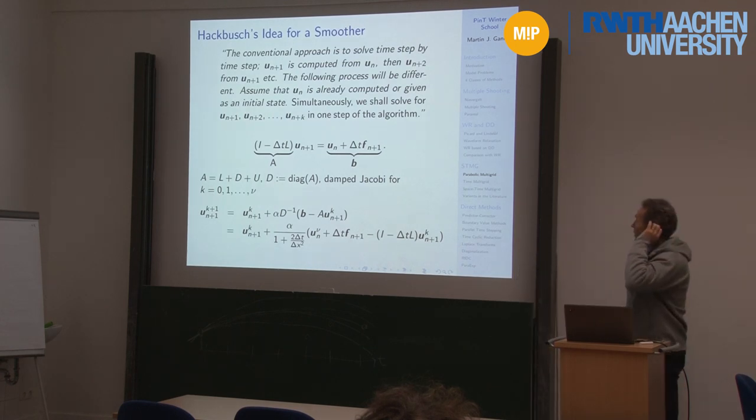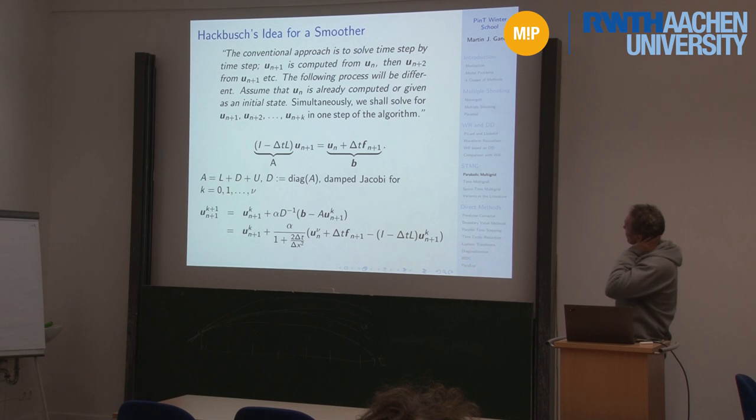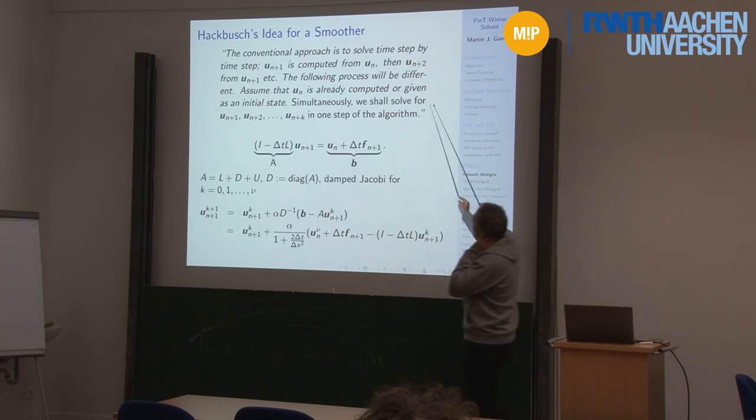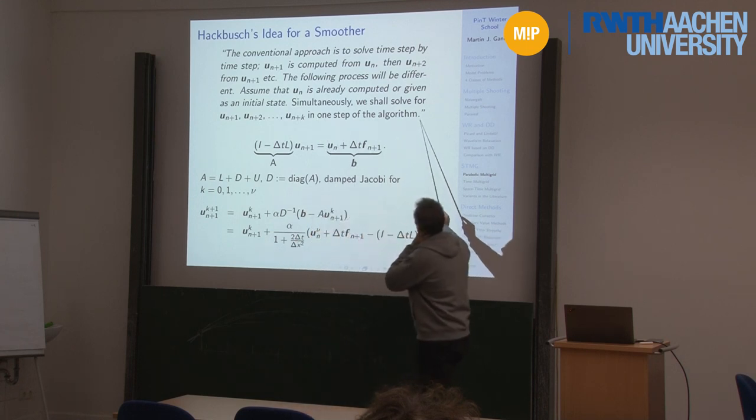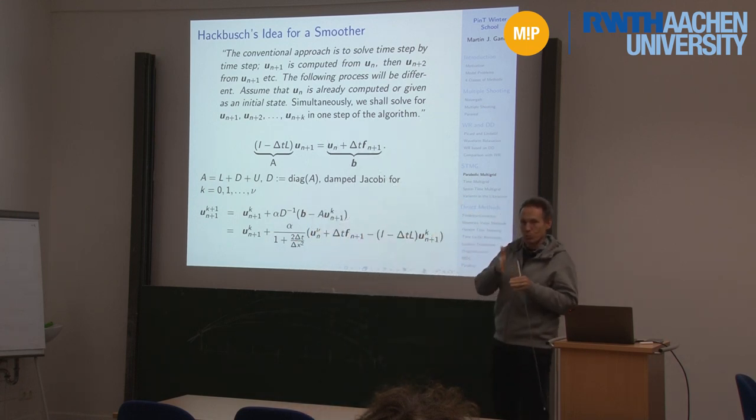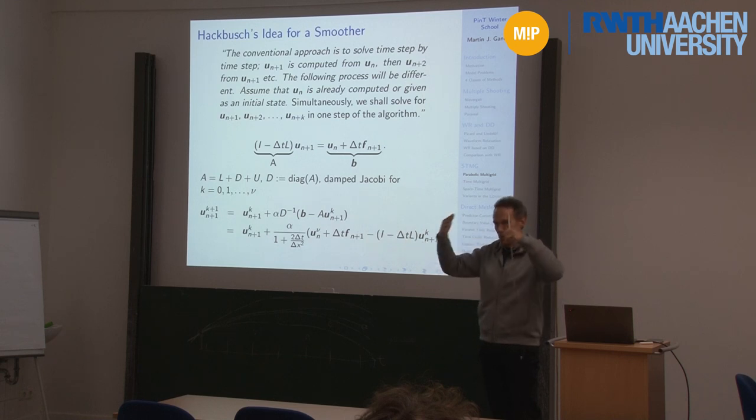It's the following. The conventional approach is to solve time step by time step. U^(n+1) is computed from U^n. Then U^(n+2) is computed from U^(n+1), etc. The following process will be different. Assume that U^n is already computed or given as an initial state. Simultaneously, we shall solve for U^(n+1), U^(n+2), U^(n+k) in one step of the algorithm. So that's exactly what we want to do. Many time steps all at once.